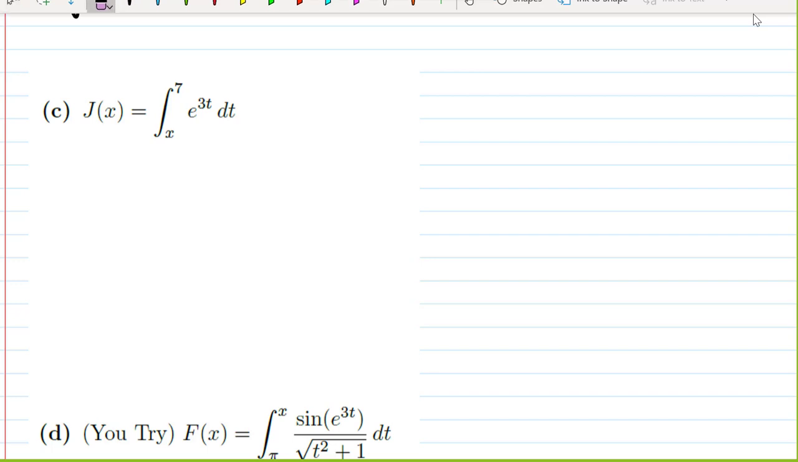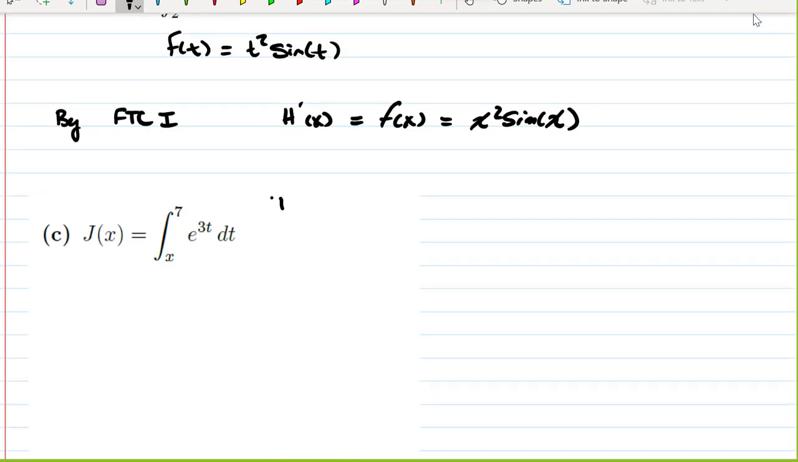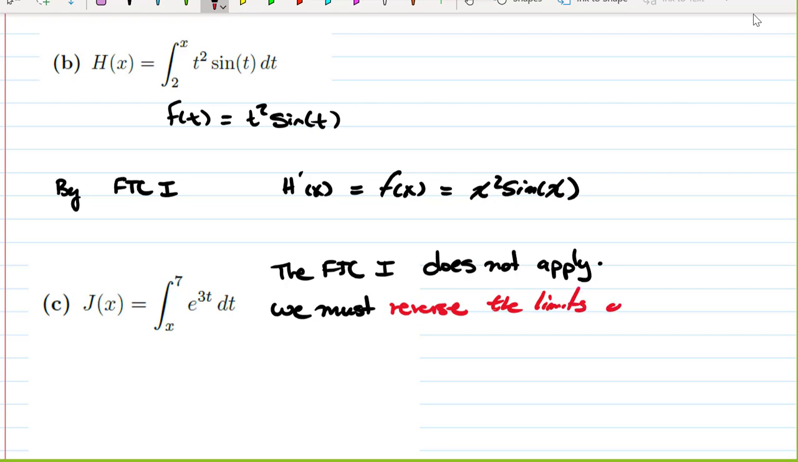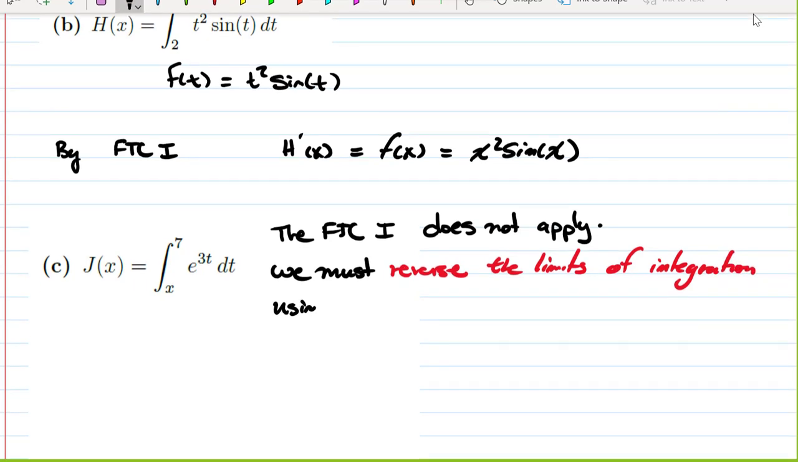So the first thing we want to take note in this example is the FTC part 1 does not apply yet. We must reverse the limits of integration first, using the properties of integrals.